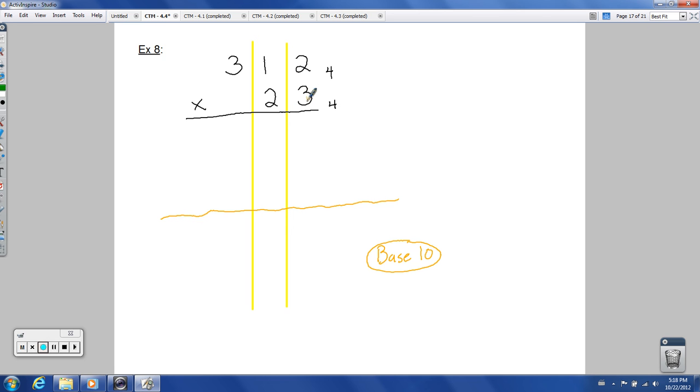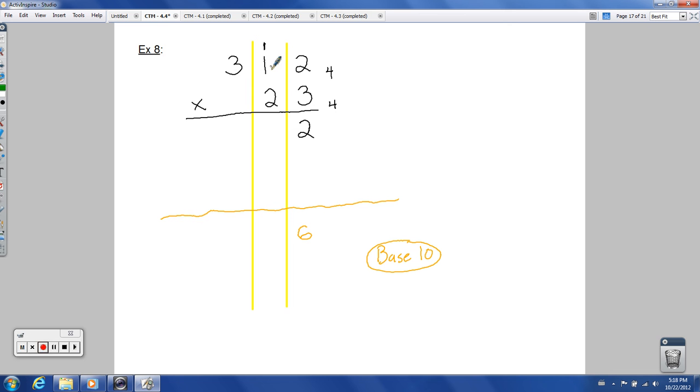2 times 3, that would be 6 base 10. So I'm going to put a 6. Is 6 an allowed digit in base 4? No, it's not. So what would I write instead? How many 4s go into 6 and how much is left over? There's 1 whole 4 goes into 6. That goes here, 1 group of 4 with 2 left over. 1 with a remainder of 2. So keep moving on, that same thought process from here. So I have 2 times 3 is 6, but that becomes 1 with a remainder of 2 here in base 4.